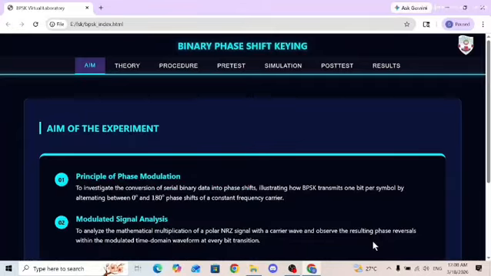In this video, we'll perform the experiment on binary phase shift keying, also known as BPSK. Binary phase shift keying is a digital modulation technique in which the phase of the carrier signal changes according to the input binary data. Unlike FSK, where frequency changes, in BPSK the phase shifts between 0 degrees and 180 degrees. Here the aim of the experiment is to understand how binary data is transmitted using phase shifts and to observe the modulated waveform using a virtual oscilloscope.